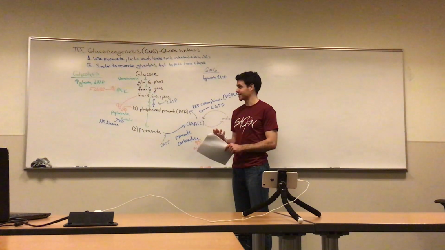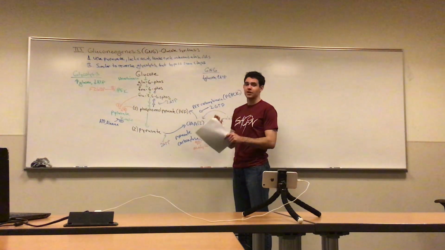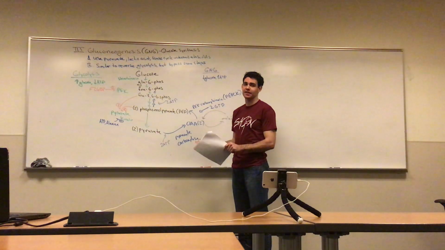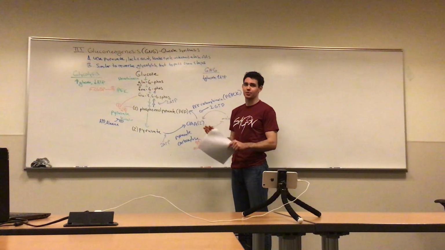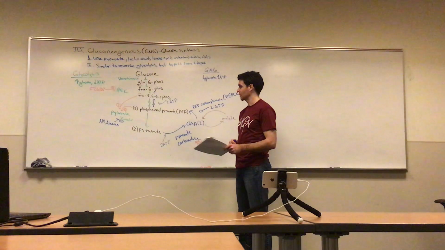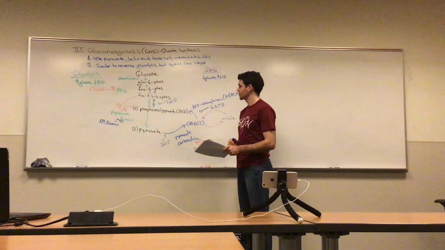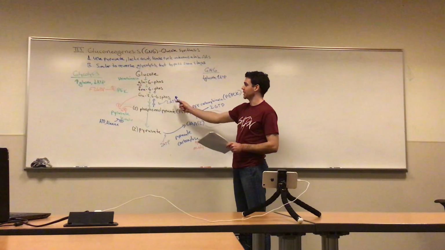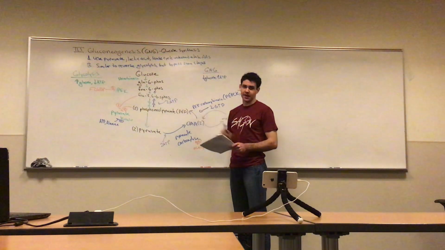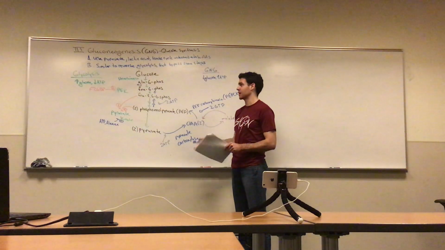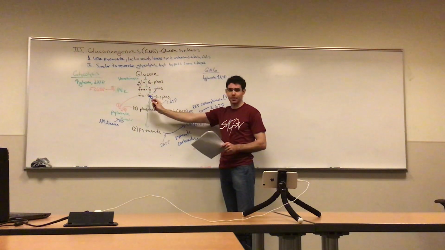A phosphatase. So a kinase adds a phosphate, a phosphatase removes a phosphate. Okay, so just a general naming thing there. So now we have fructose 1,6-bisphosphate going to fructose 6-phosphate, so we're removing that phosphate that's on this one carbon here.